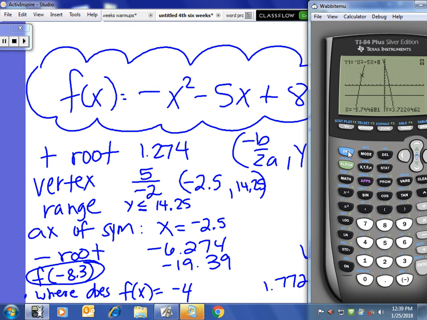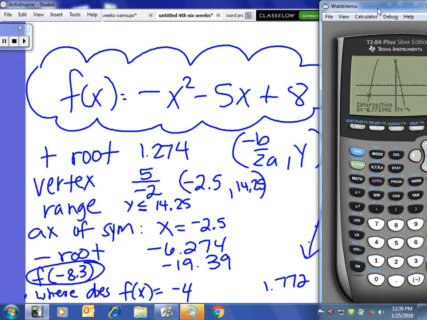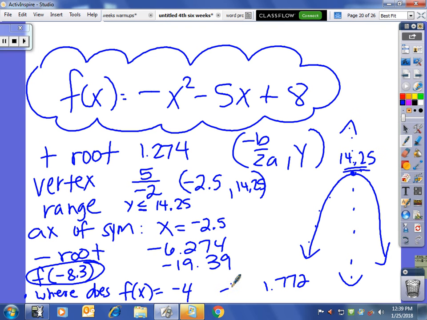And then do it again, second function, calculate, intersection, first curve, second curve, guess. And the other answer I'm getting is -6.772. Are y'all with me? That's it. Okay, most of the quiz is like that. Any questions on that? Yes.